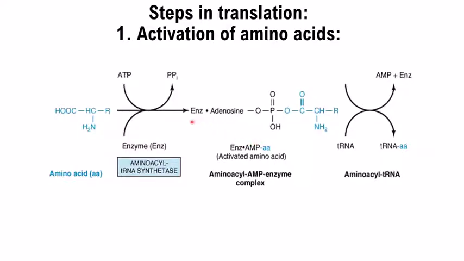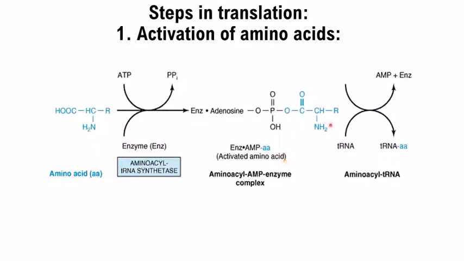So the enzyme, that is the amino acid tRNA synthetase, gets attached with adenosine monophosphate, that is AMP, and the amino acid. So this complex is comprised of enzyme plus adenosine monophosphate and amino acid. All these three components are linked together. So enzyme, amino acid and AMP. This is nothing but the activated amino acid. This is also referred to by another term, amino acid AMP enzyme complex.